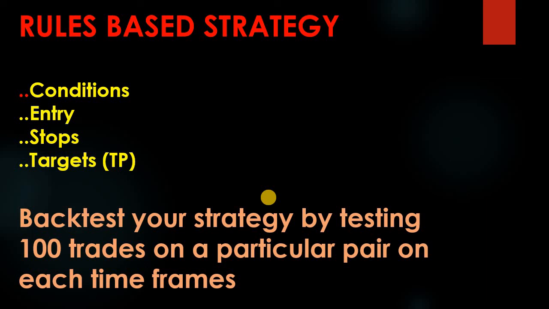You also should be able to know how to place your stop loss. It should be objective, not subjective. You should have a rule-based, clear-cut rule on how to place your stops in every situation, and the same thing applies to your targets. Now, talking about strategy, you need to backtest your strategy. Most people will give you a enough sample space of about testing 100 trades on a particular pair on each time frame, just for you to see the profitability of your strategy.